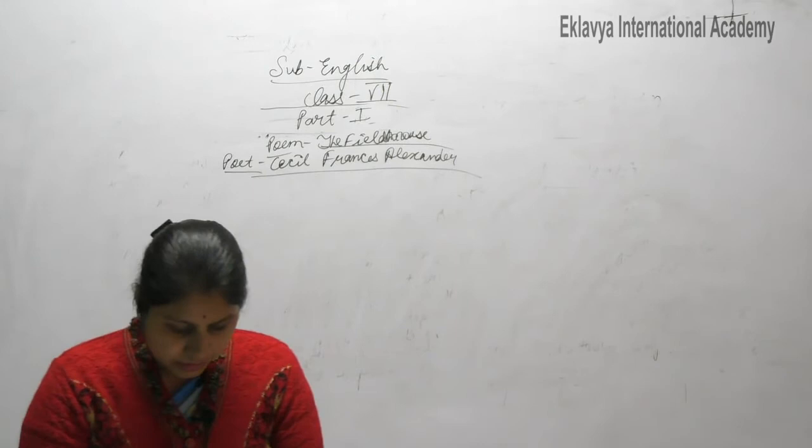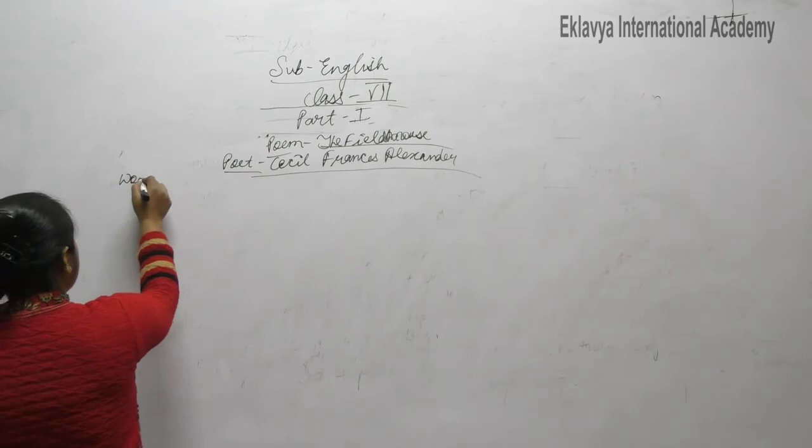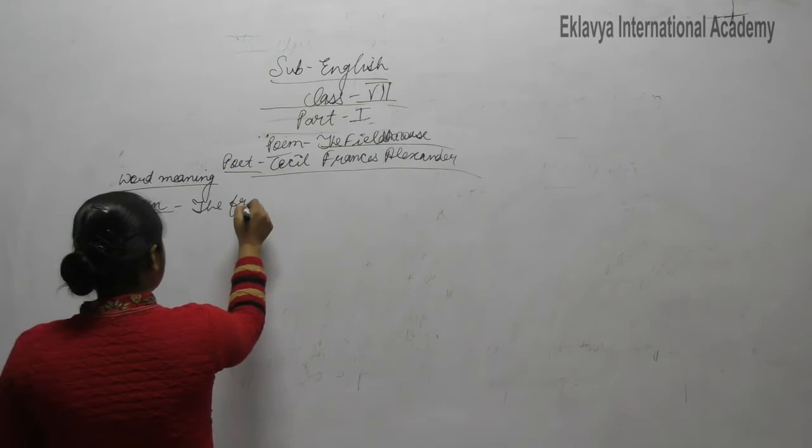Directly, everyone open your notebook and note down word meanings first. Clear? Everyone open your notebook and note down word meanings. First is acorn, the fruit of the oak.